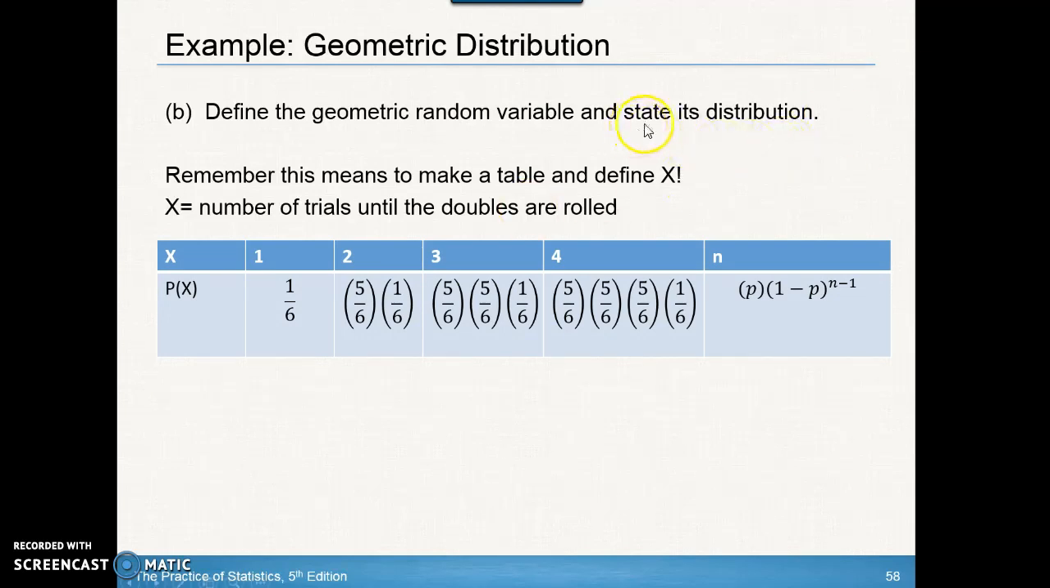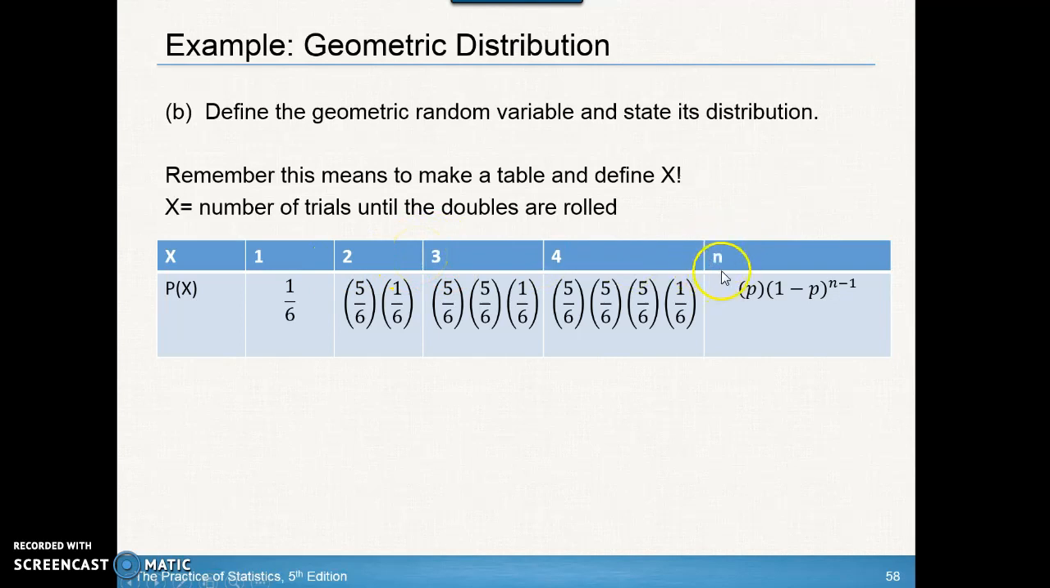Now notice when it says state its distribution, that's a distribution table. That was tricky there. We haven't done this in a while, where we have x, okay, so how many trials until doubles are rolled, and then the probability of that occurring. So 1, remember that this is the probability of success on the first trial. 2, probability that I got a success on the second trial. 3, probability that I got a success on the third trial.